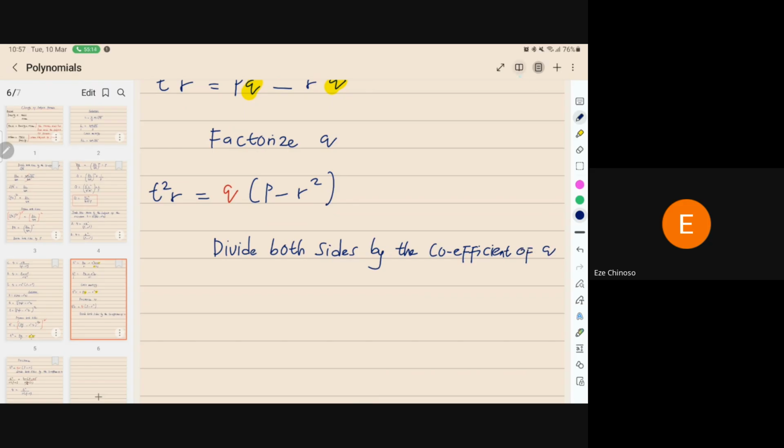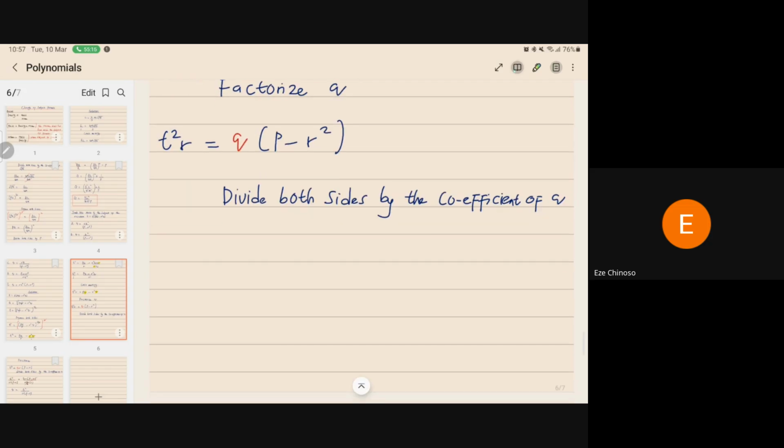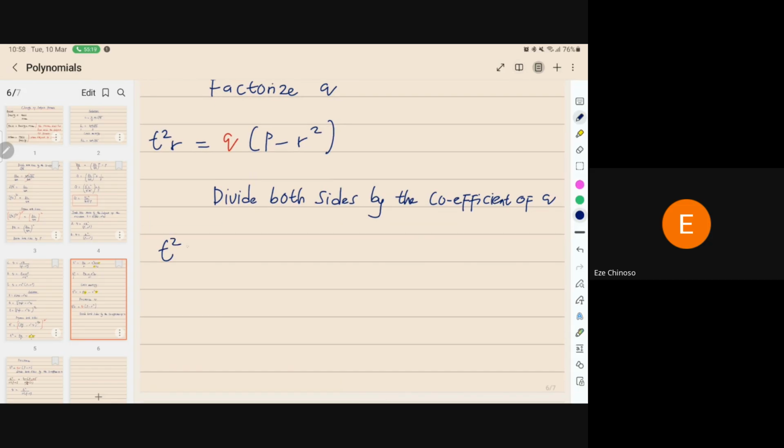All right. So when I do, we are going to have something amazing. T squared over r divided by what? P minus r squared is equal to what? Q p minus r squared, close bracket, all over p minus r squared. Okay, so let me go ahead and divide both sides. Now here we rule out.